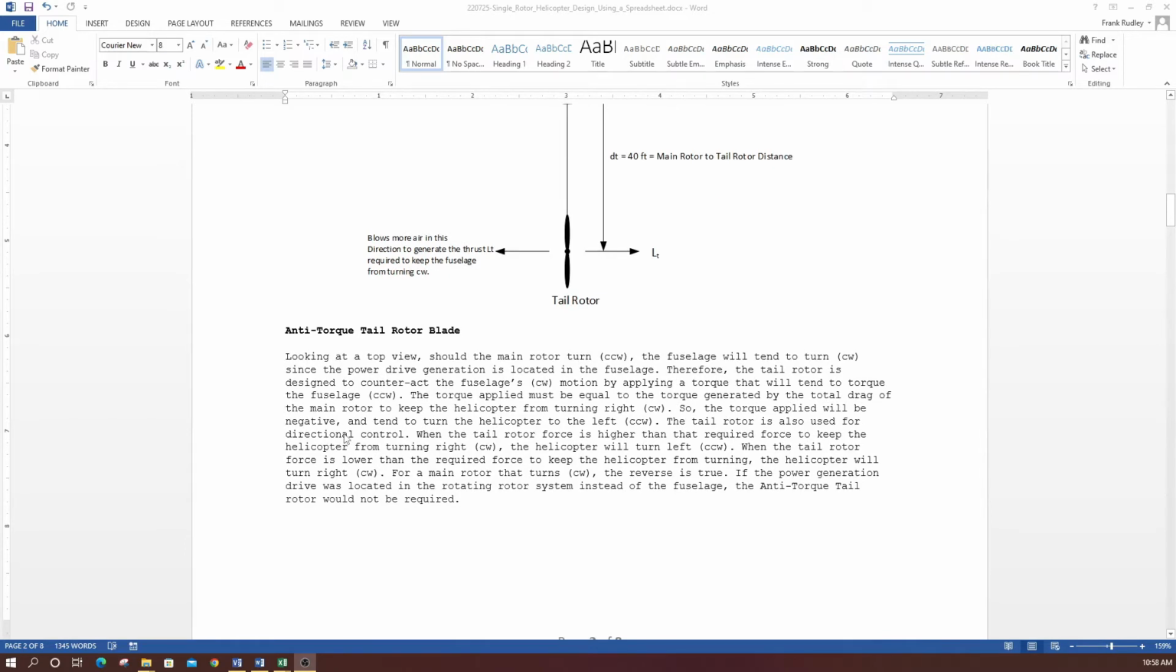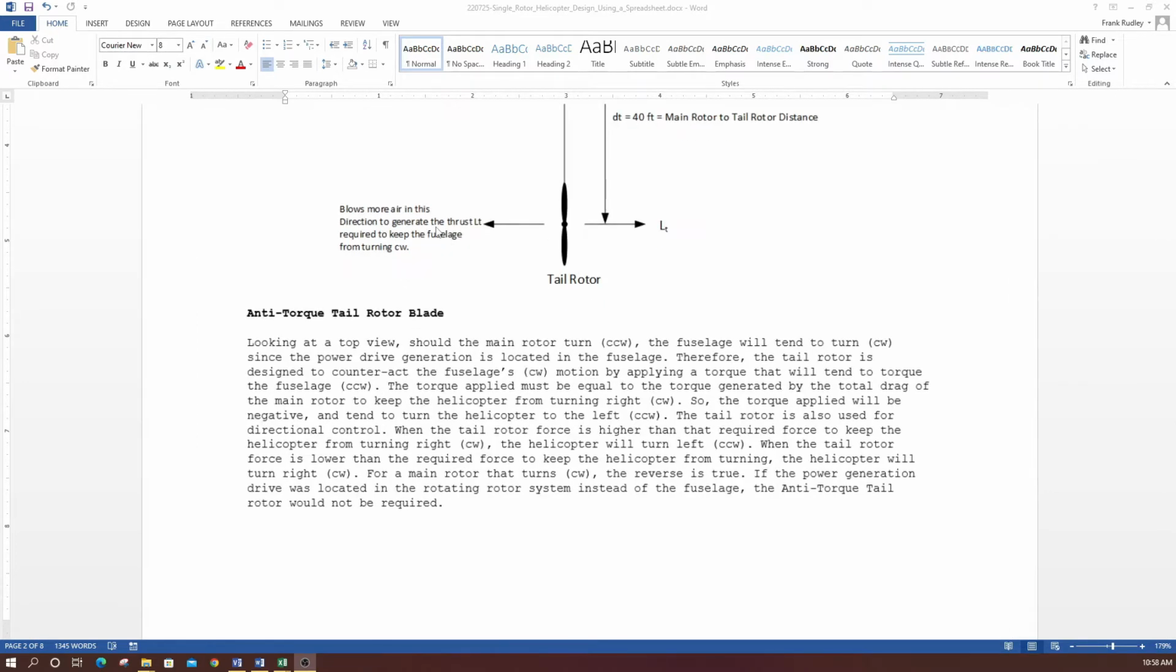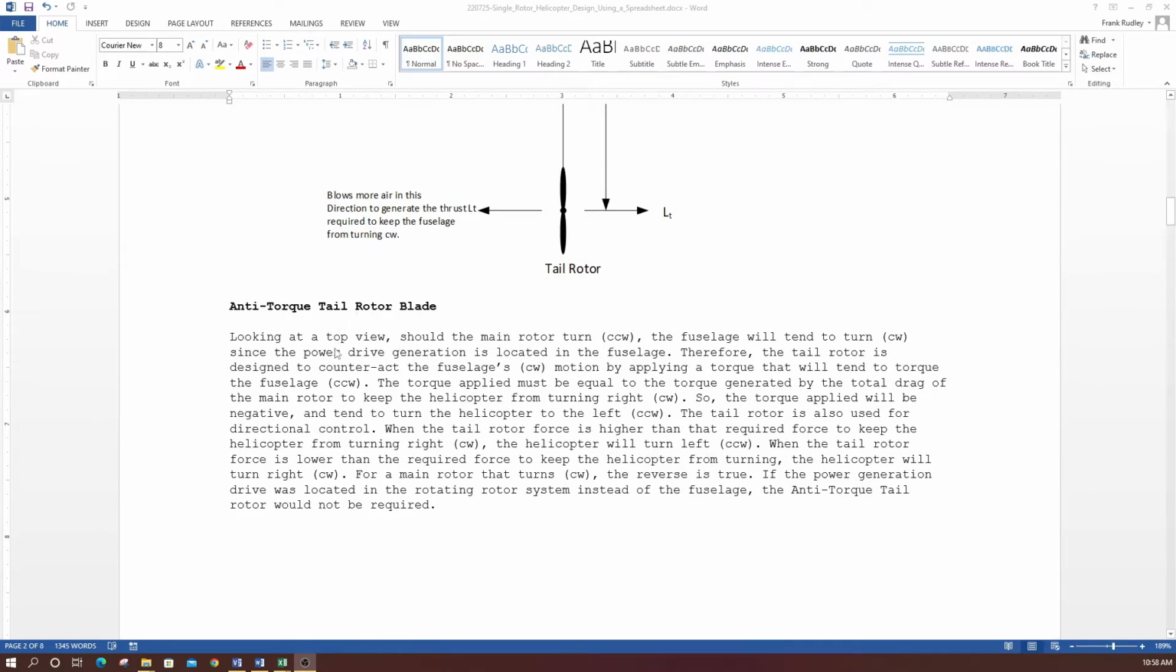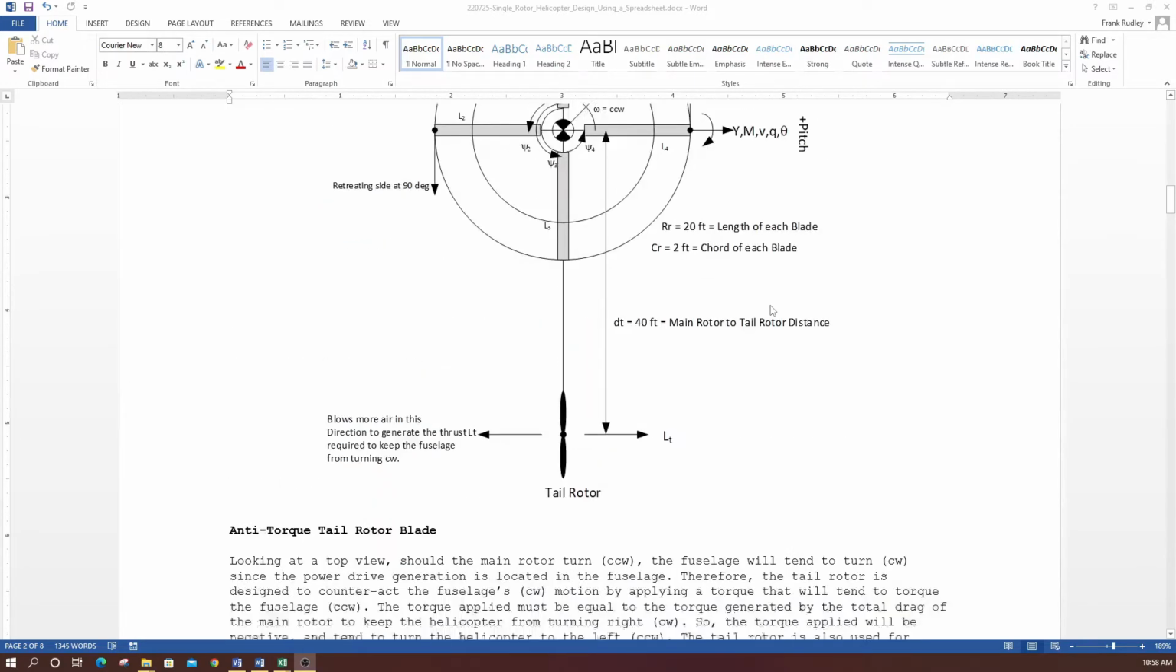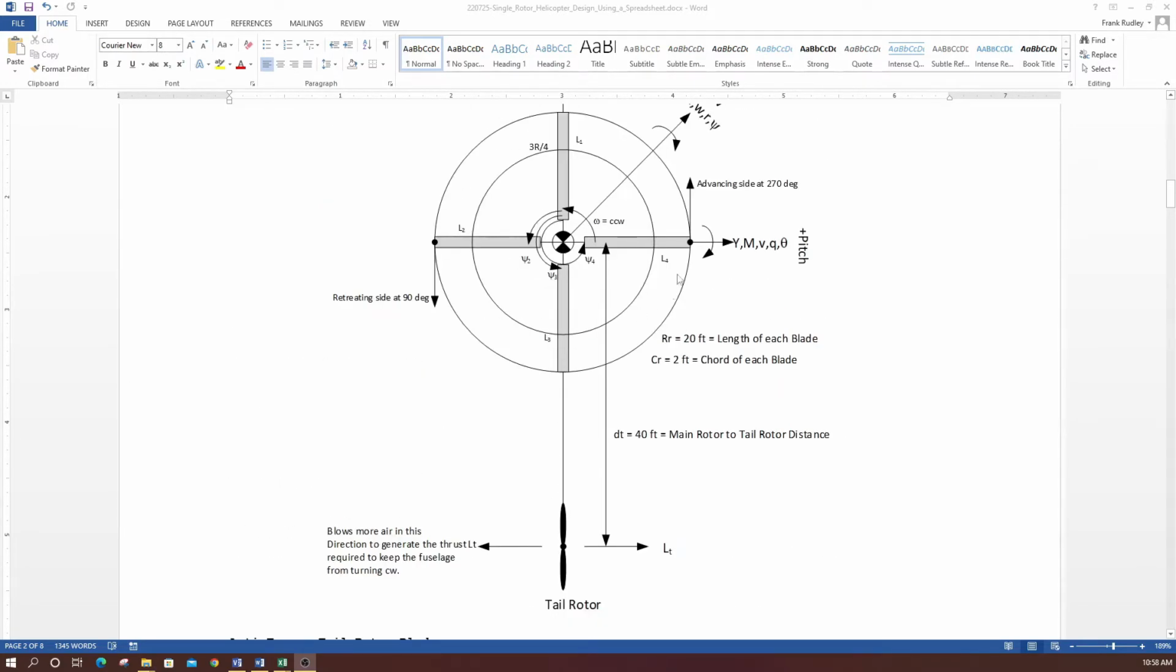So we want to talk a little bit more about the anti-torque feature of a conventional helicopter, at least the wording for it. Looking at the top view, should the main rotor turn counterclockwise, the fuselage will tend to turn clockwise, since the power drive generation is located in the fuselage. If we were going to visualize that, as this rotor system is turning counterclockwise, it's going to want to make the fuselage turn this way, clockwise.